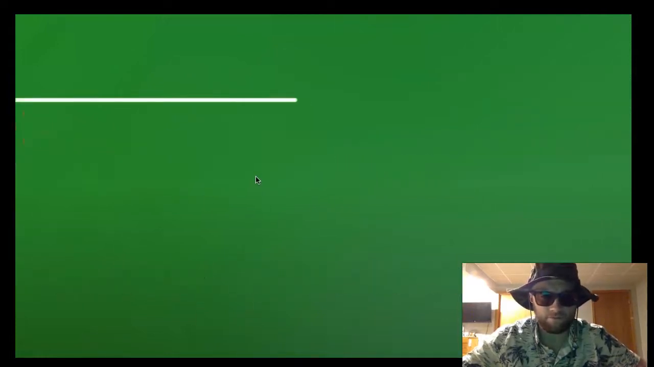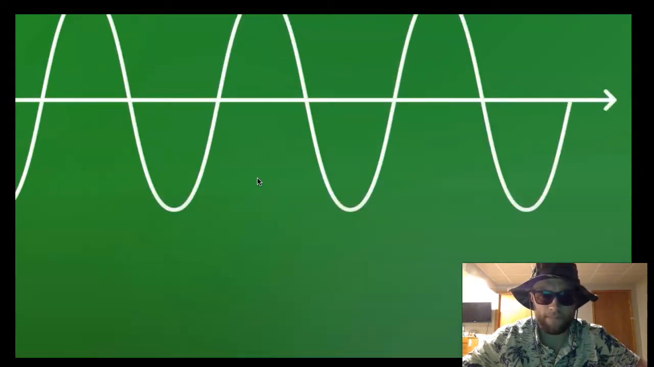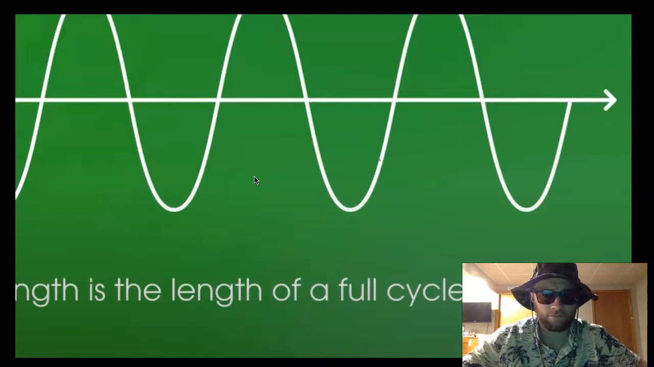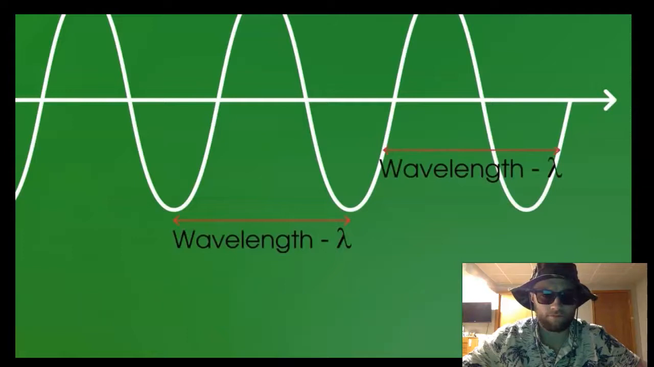Finally, we need to know some key features of waves. First off, wavelength. A wavelength is the length of a full cycle of a wave, from one point to the next same point. It's easiest to think of as the distance from crest to crest, or from trough to trough. And we measure it in meters, and it's given the symbol lambda, a nice Greek symbol.